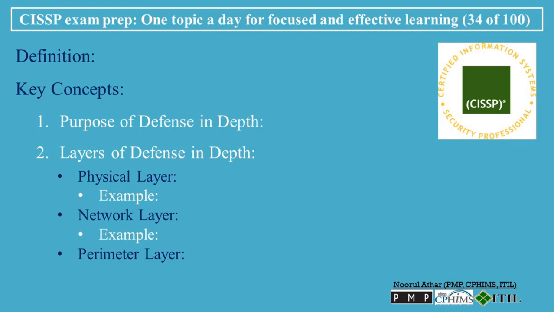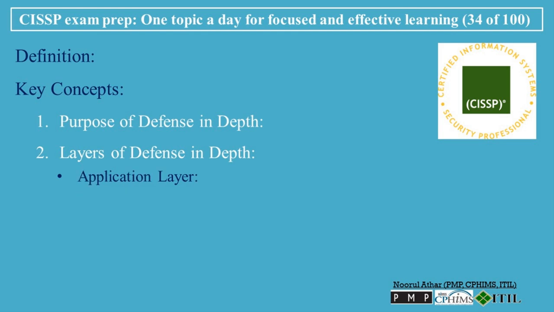Perimeter layer, focuses on securing the boundary between the internal network and external networks, e.g., the Internet. Controls include firewalls, demilitarized zones, DMZs, and web application firewalls, WAFs. Example: a DMZ provides a buffer zone between internal systems and external traffic, hosting public-facing services like web servers while protecting internal systems. Application layer, protects applications and software from exploitation. Controls include input validation, secure coding practices, application firewalls, and runtime application self-protection, RASP. Example: web application firewalls, WAFs, block SQL injection attacks and other application layer threats.